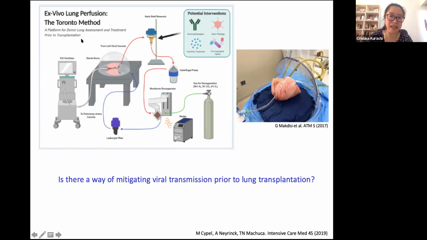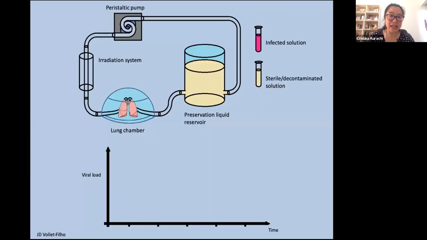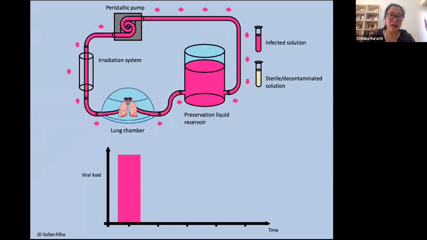In this case, as we have the organ outside of the patient and outside of the donor, but connected to this kind of machine, we developed the treatment in the liquid perfusion solution that is outside of the lung. So this is conventional ex vivo lung perfusion. This is the perfusion liquid. As soon as it starts to flow inside the lung, after a few minutes, this solution is already contaminated with the hepatitis C virus from this donor lung.